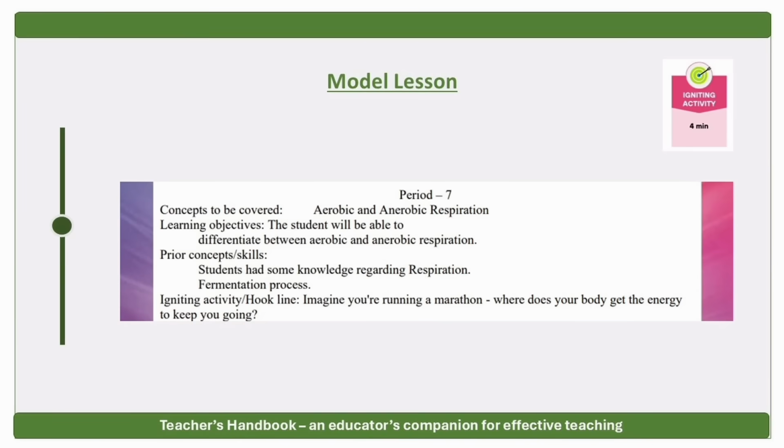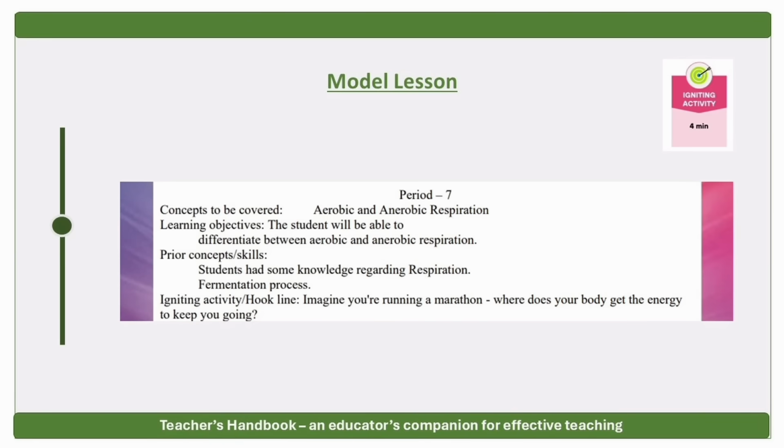Now let us discuss a model lesson. So by going through this model lesson or this lesson plan, we'll get some idea on how our teaching should be in the classroom. So the model lesson is for a period, and here the model lesson is on aerobic and anaerobic respiration. For this, the learning objective is the student will be able to differentiate between aerobic and anaerobic respiration. Always remember, the lesson will be tested based on the learning objective.